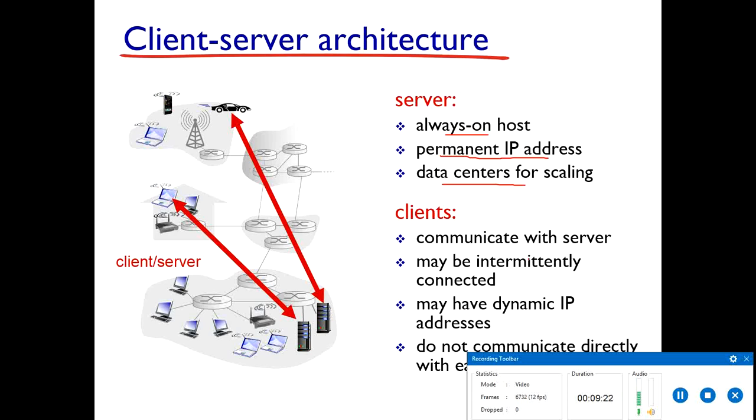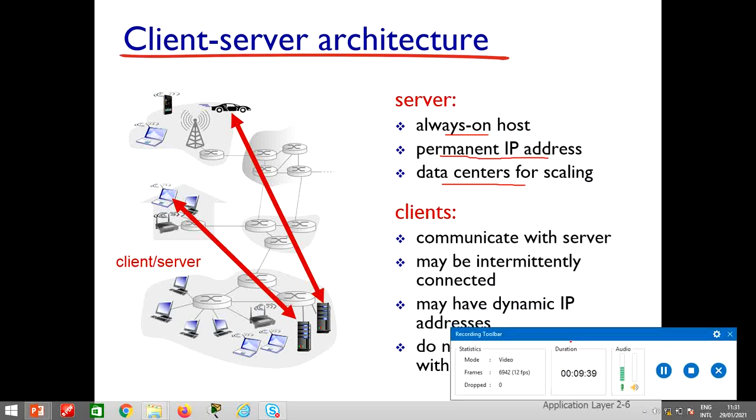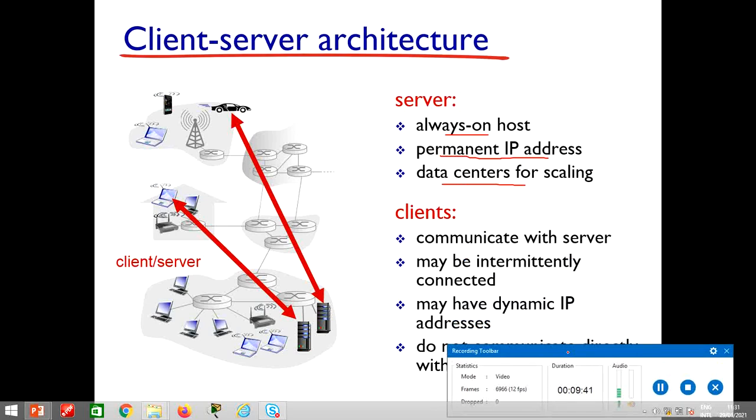So to sum up, clients communicate with the server. They may be intermittently connected. Clients have dynamic IP addresses. The IP address of the clients can change, since the clients are moving. Clients do not communicate with each other directly. All right, so moving ahead.